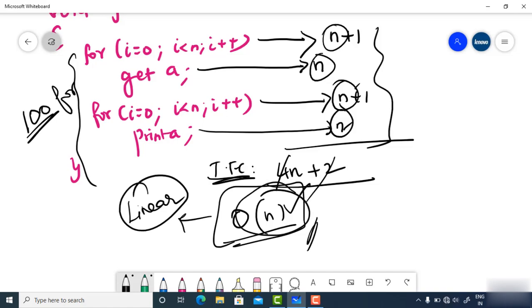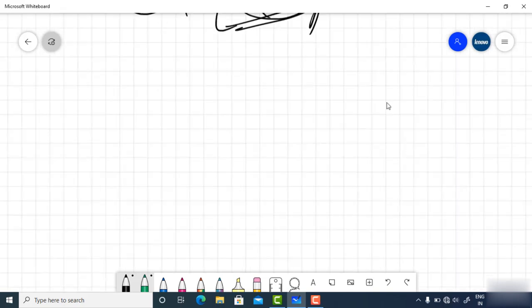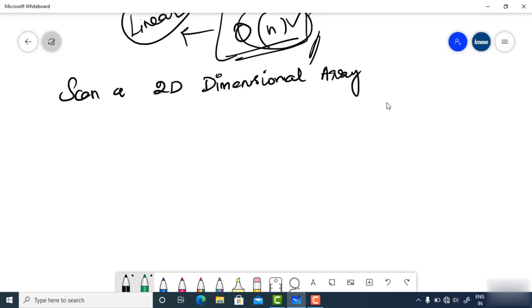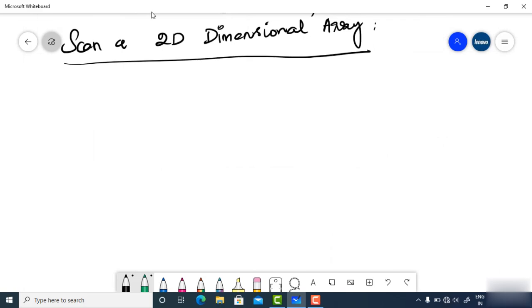I'll go for one more example. Let's say I just want to scan a two-dimensional array. This is a classical example, one of the classical examples to explain nested for loops. Two-dimensional array, how do you represent it? Let's say my array is A, so you have to represent it like this. A single element is represented like this.